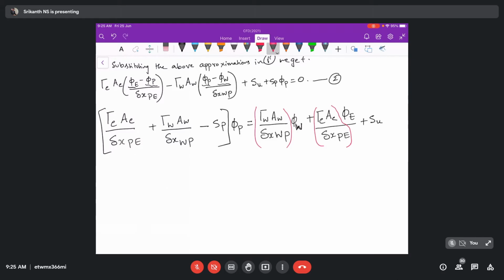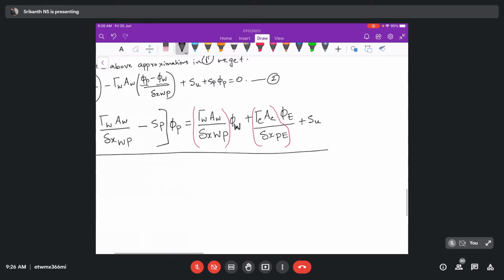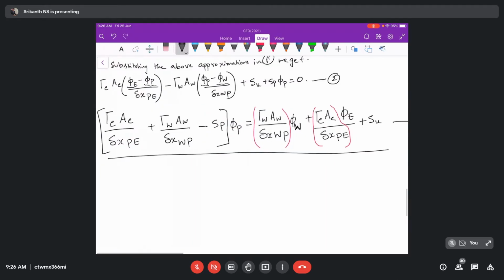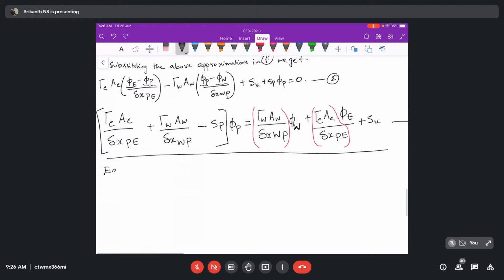Yes sir. Yeah, this equation is what is called the nodal equation. Is it okay? You can write it here, put a line here, and call this equation 3. Equation 3 is called the nodal equation. Now, if you observe here, gamma E AE divided by delta X is a constant. Gamma W AW divided by delta X is also constant. SP is also constant. Everything is constant.